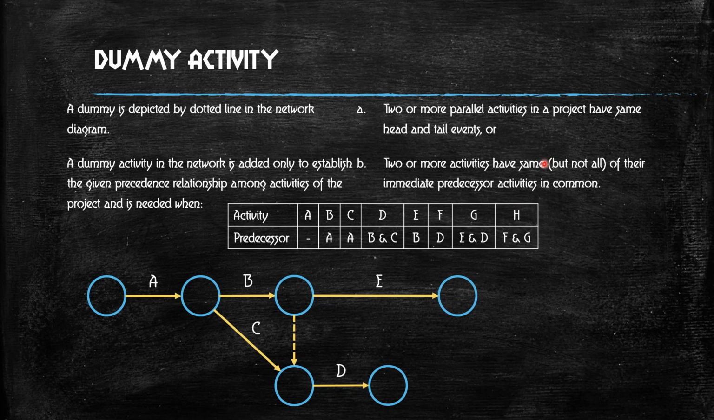Let's see one more example. Now we have completed up to E and B. Now what about F? F starts in a place where D ends. What about G? G starts in a place where E and D end. If you see, E ends at this place and D ends at this place.